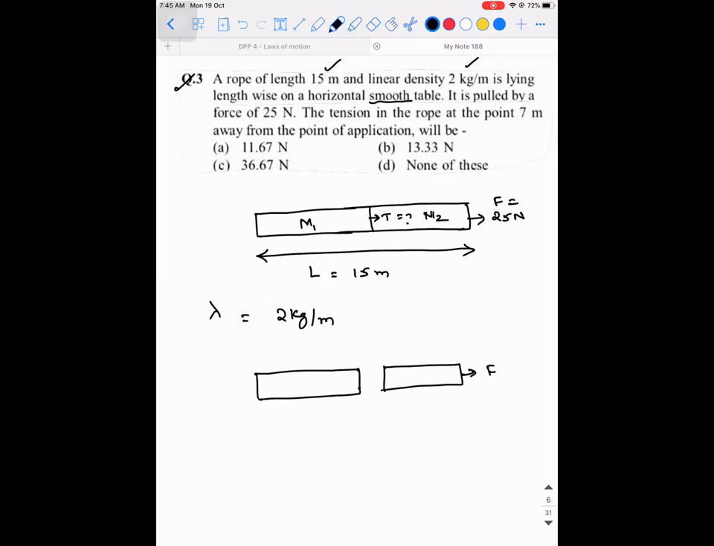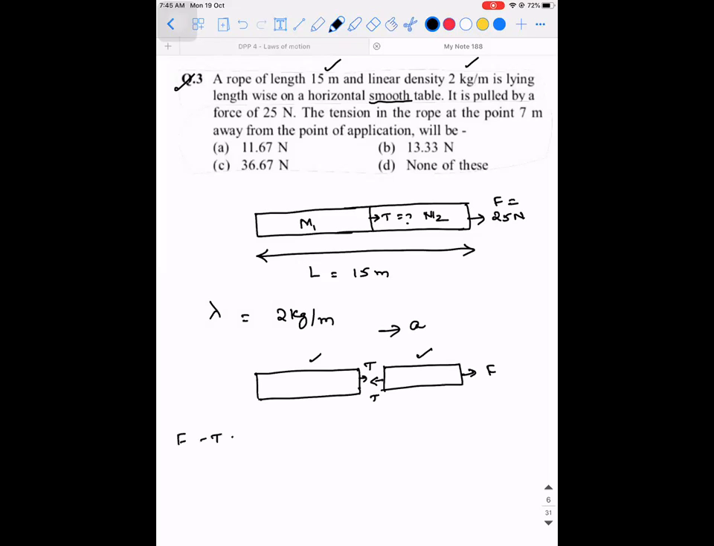Now, recollecting the first problem, this was the rope, this is the block. Then there will be a tension acting here. There will be another tension that is acting here. Right? So how to solve this? First, let's find out the acceleration. So how do we do?